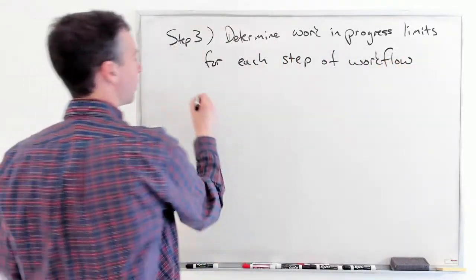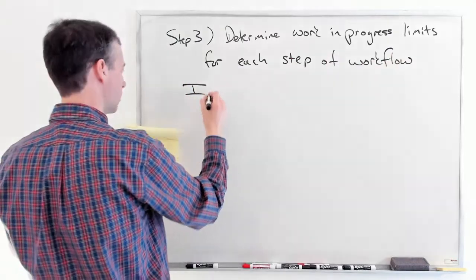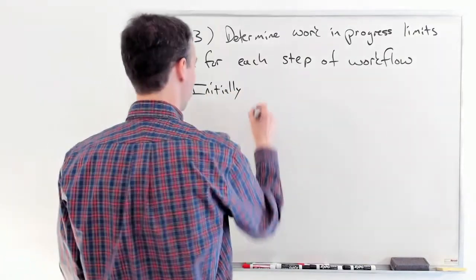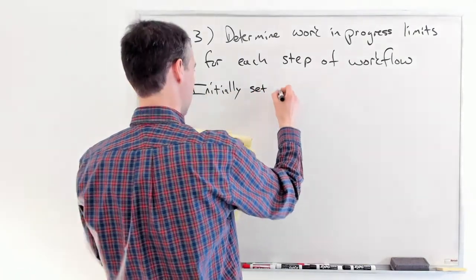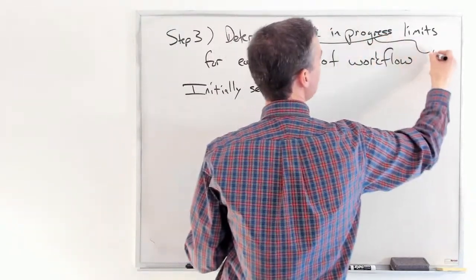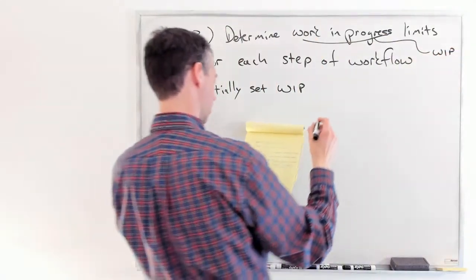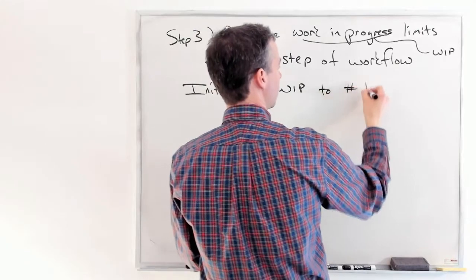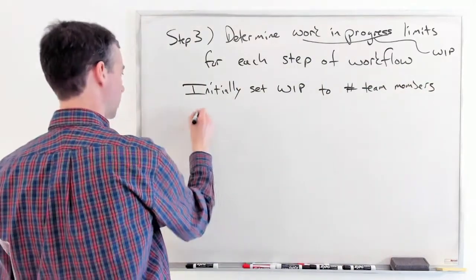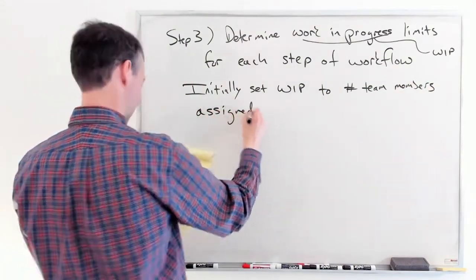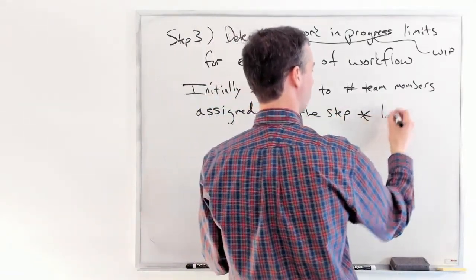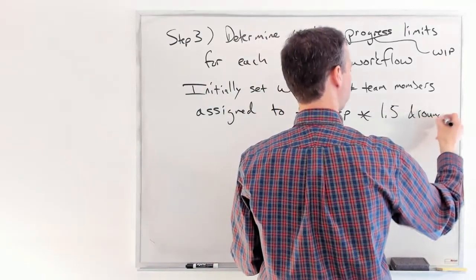All right, so the book gives all sorts of basics. It's not that hard, but the simplest way to think about this is you're going to initially set your work in progress, abbreviated WIP, to the number of team members assigned to the step multiplied by 1.5 and round up.